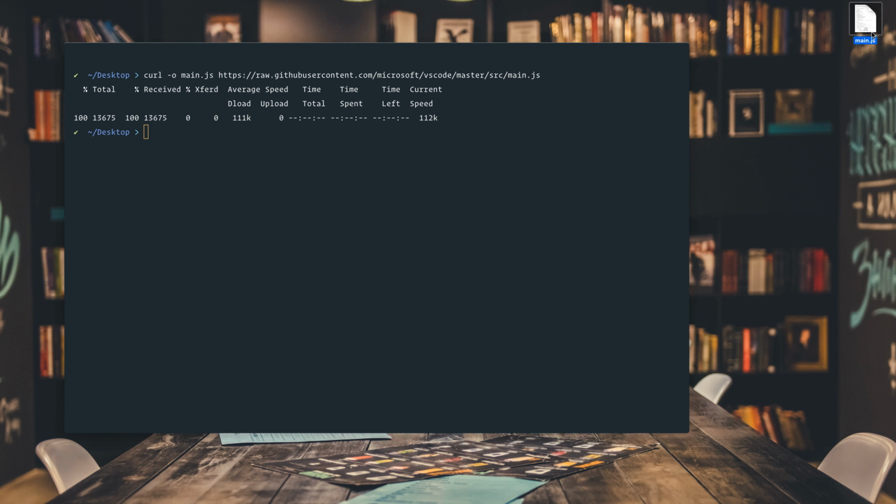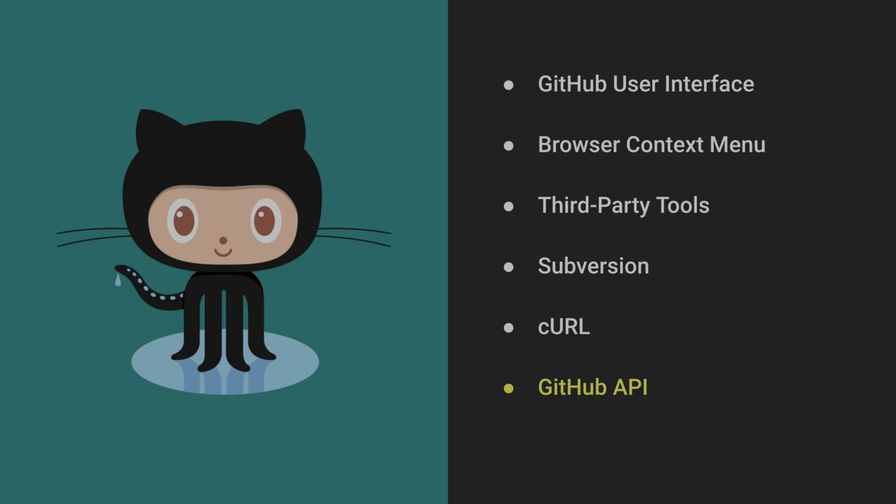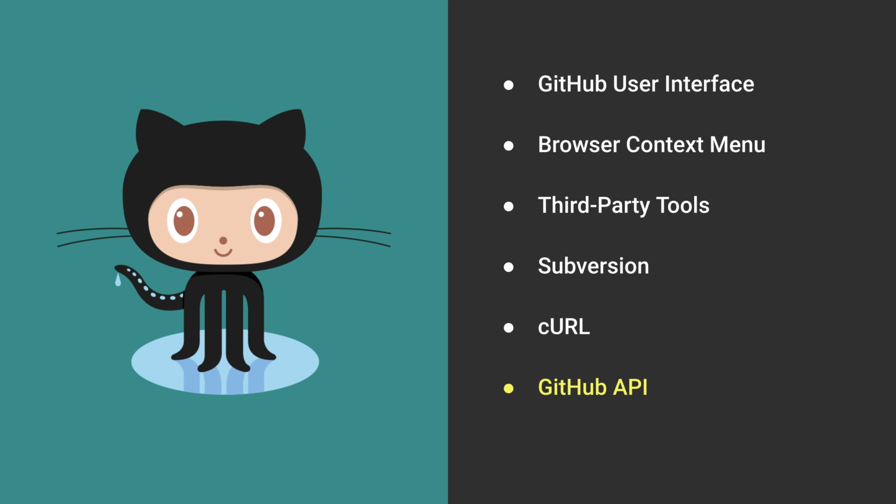But what if we want to make GET requests for every file in a folder? Sure, we could do this manually for each one, but a better approach would be to do it programmatically, especially if there are hundreds of files. That brings us to the final, most dynamic solution, which is to use the GitHub API. And this is actually the method that the DownGit website is using under the hood.